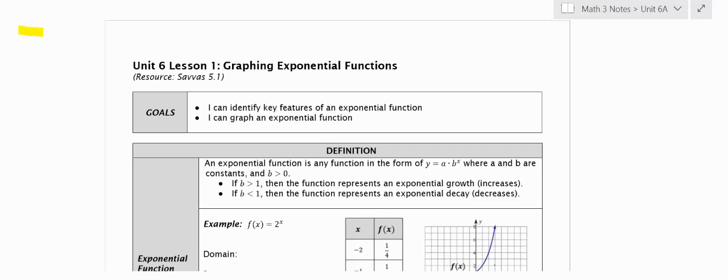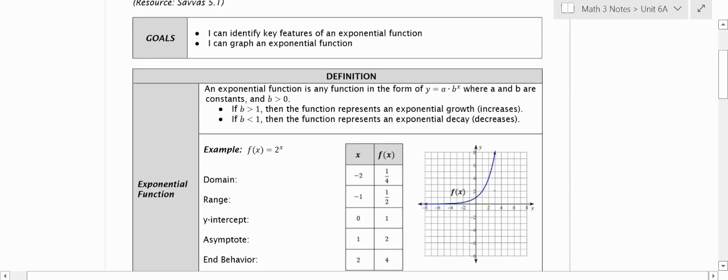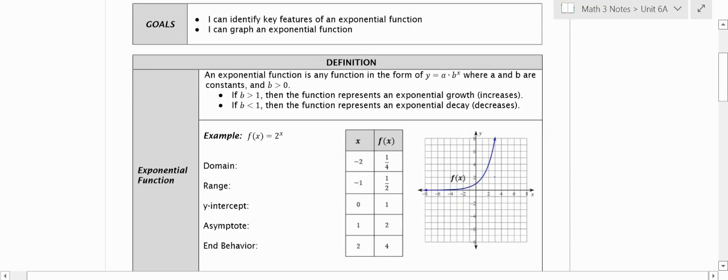This is the video for Unit 6, Lesson 1, Graphing Exponential Functions. The goal of this is going to be to identify key features of an exponential function and also to graph an exponential function. Just kind of a refresher from what we've seen in Math 1 and Math 2.